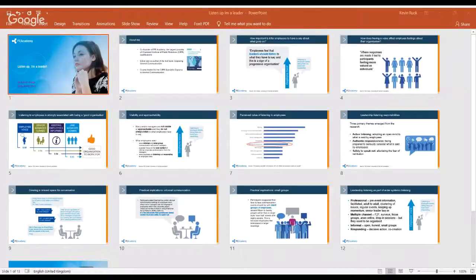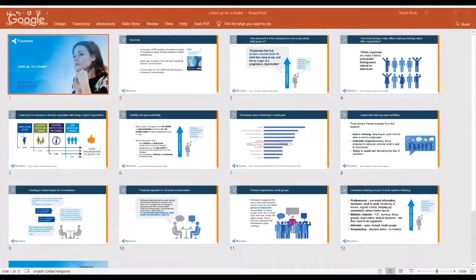When it comes to how to go about listening as a leader, there are three key aspects to how we go about doing this. First of all, it's got to be active listening. That's to say, it's not tokenistic. Leaders have to really go into it with an open mind to really hear what is being said by employees. They have to be prepared to respond authentically. That entails thinking seriously about what's being said and not just dismissing it out of hand.